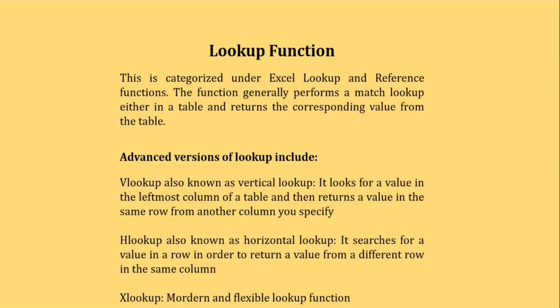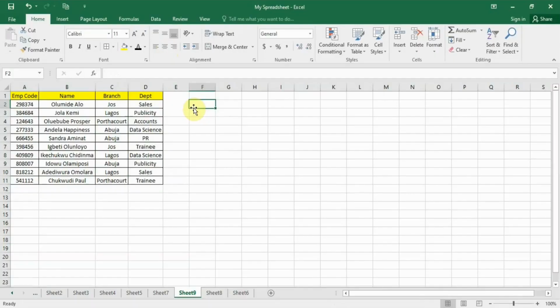So make we quickly see some examples of how we fit use lookup functions. Make we go our table. So imagine say we get this table with the employee code, with the name of the employee, with the branch where the employee dey work, and the department where the employee dey work. And maybe we wan look up a particular employee code wey be say we go get the name of the person wey get the code instantly. So make I do am for here, for this cell.